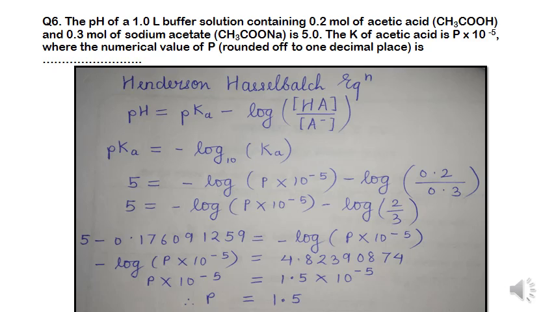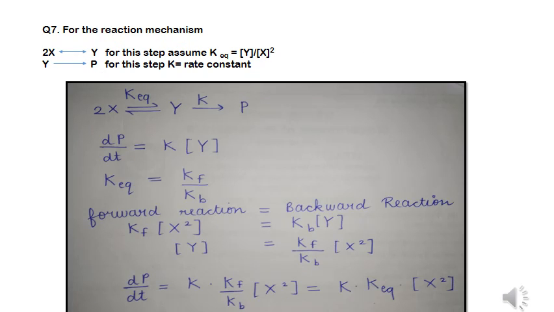So this is a super easy question. You just have to keep in mind that the Henderson-Hasselbalch equation is useful in order to calculate the pH range of the buffer. So here we are just calculating the dissociation constant value, which is given in the form of P, that is P into 10 raised to minus 5. The Henderson-Hasselbalch equation is the most important formula over here, without which you cannot solve. This question is going to be super easy.